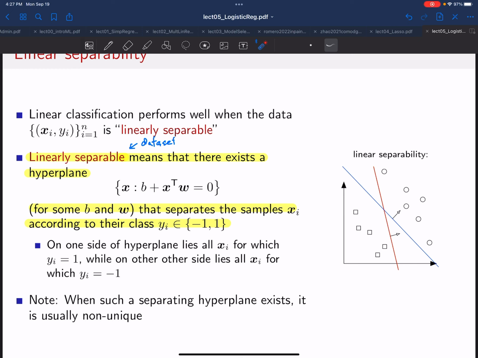Okay, so here's another picture, and what you can notice is that almost always when you have a linearly separable data set, there's actually going to be many different ways to separate it. Like here, for this data set, the blue line works, the red line also works, right? Both of them separate the data. So usually this separating hyperplane is not unique.